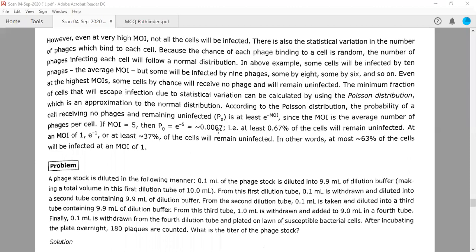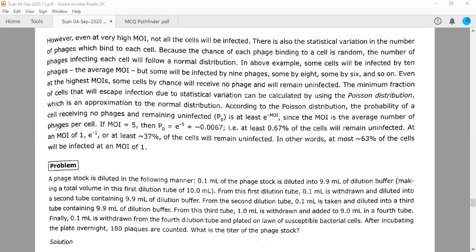0.0067. This number, you will convert into the percentage. You will move the decimal point here. So you will get 0.67%. Now what this P naught is signifying, this is showing that this percentage of bacterial cells in the culture are not infected or remain uninfected. They are not going to be infected by the viral particles, even if you are having multiplicity of infection 5.